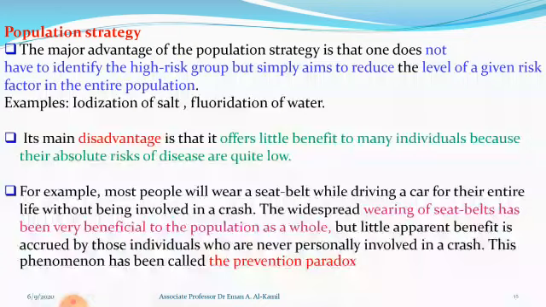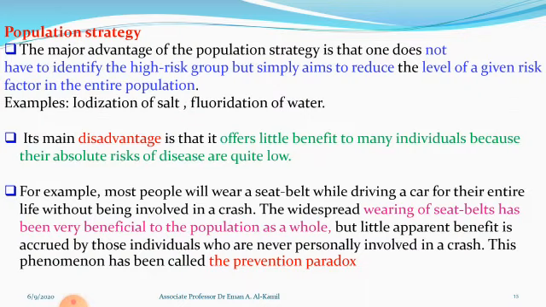The major advantage of the population strategy is that one does not have to identify the high risk group, but simply aims to reduce the level of a given risk factor for the whole population. There is no need to identify groups with high risk factors, so it is applied to the whole population, such as the iodization of salt, by adding iodine to salt, or the fluoridation of water.